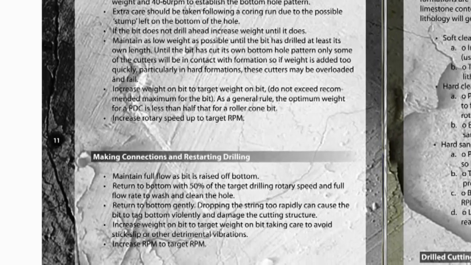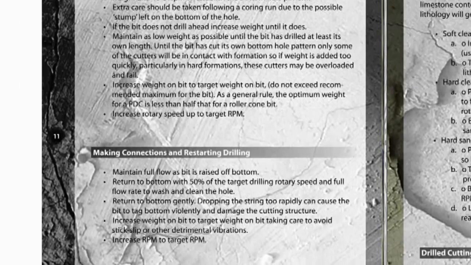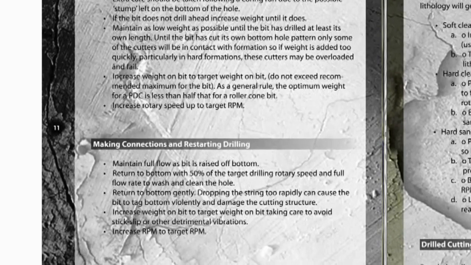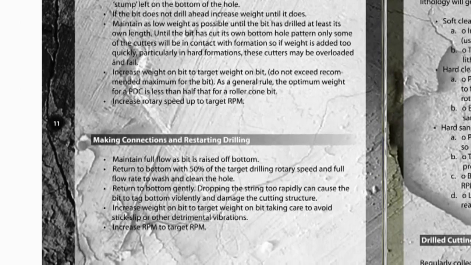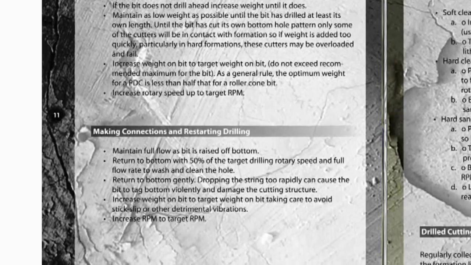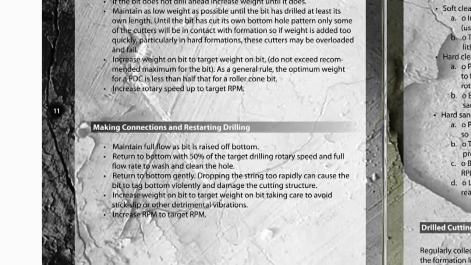Increase weight on bit to target weight on bit. Do not exceed recommended maximum for the bit. As a general rule, the optimum weight for a PDC is less than half that for a roller cone bit. Increase rotary speed up to target RPM.